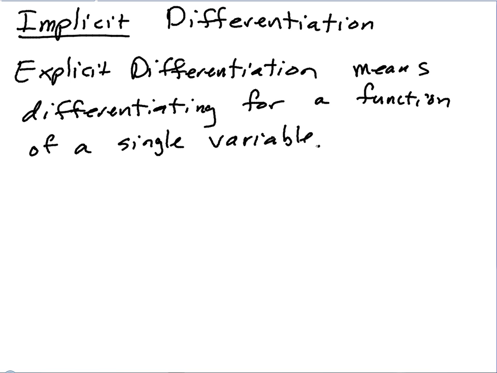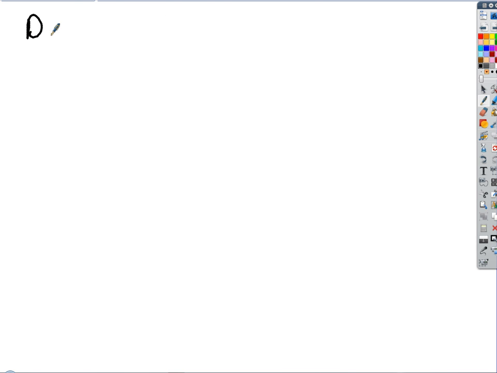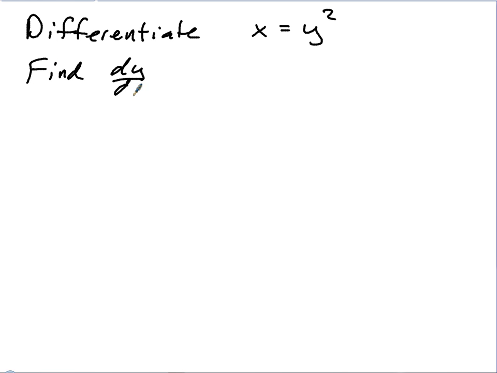Now, I think a good way to introduce this is to look at a relatively simple function, and let's talk about how we would differentiate this. When I say differentiate, I should be more specific: I want you to find dy dx. Okay, so, suggestions. First of all, what does that look like? If I were to graph x equals y squared, what's that look like?